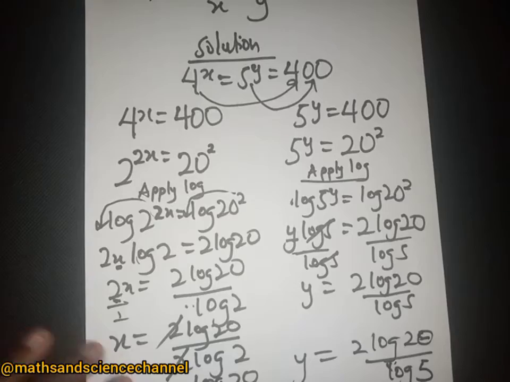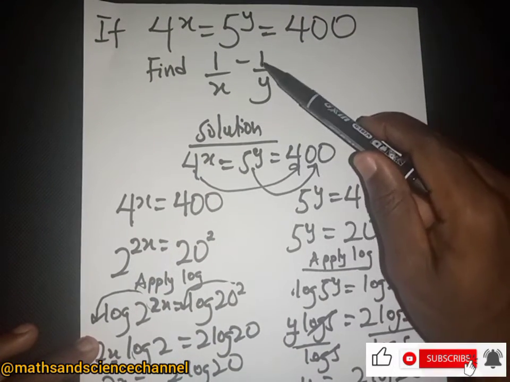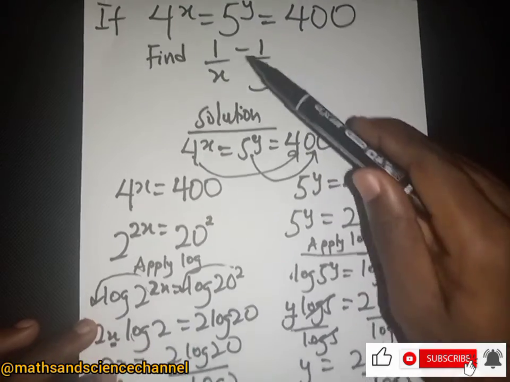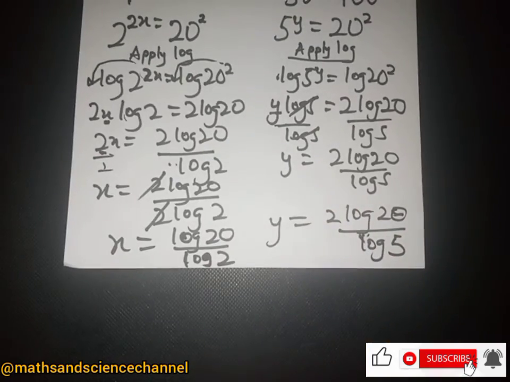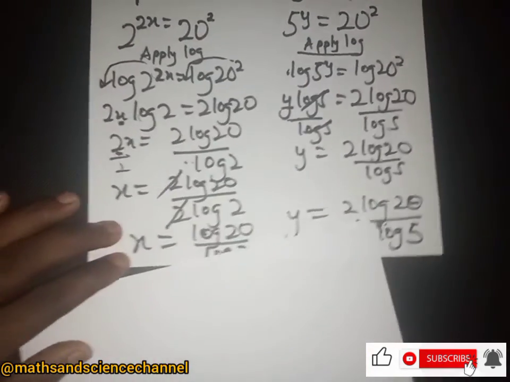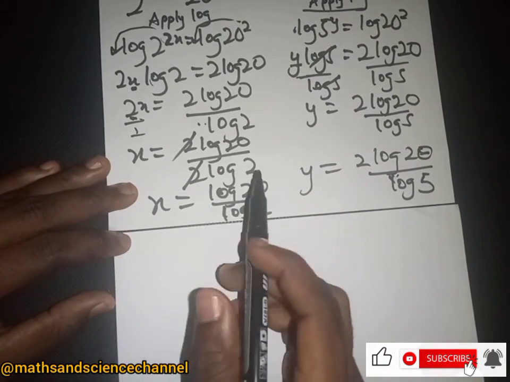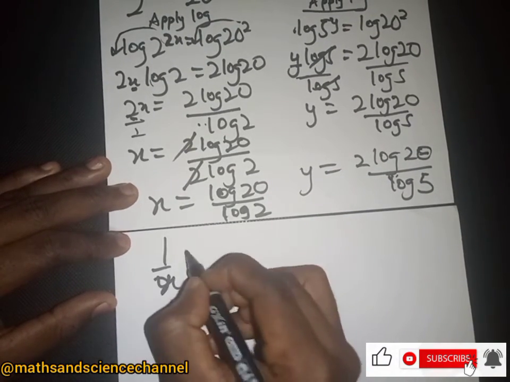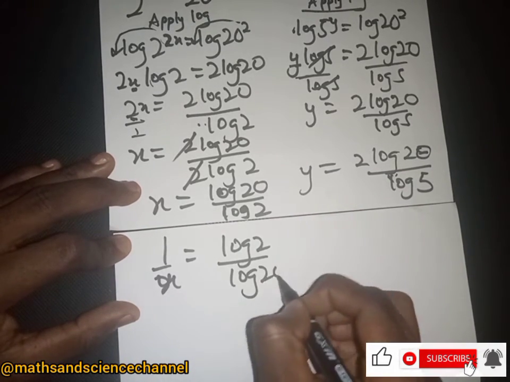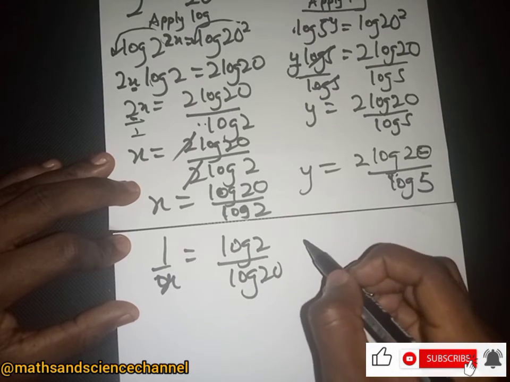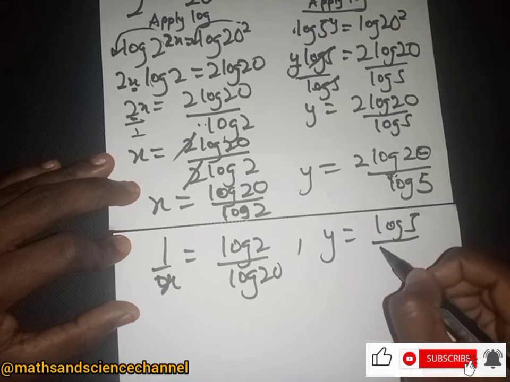Now the question says we should find 1 over x and 1 over y. We should subtract them. So since we have x and y, we can write 1 over x as the reciprocal of x. So we have log 2 over log 20, right? The numerator exchanges with the denominator. Then in this case we have 1 over y to be log 5 over 2 log 20.